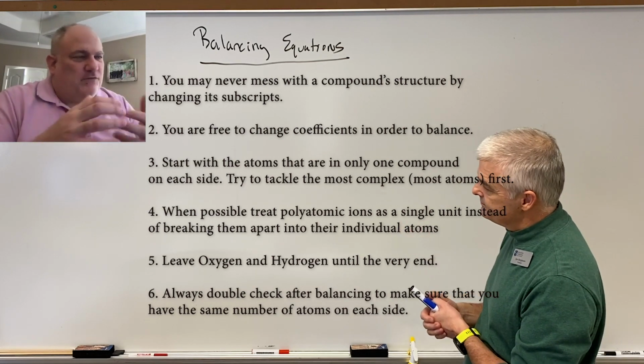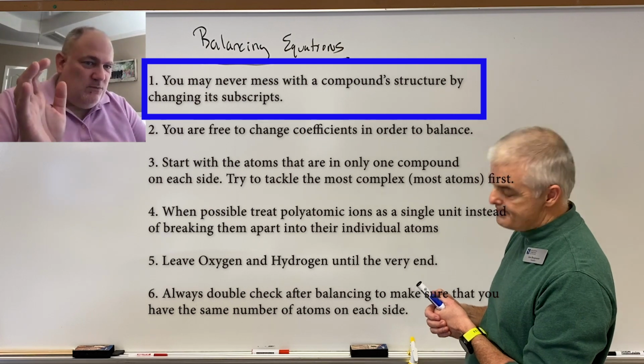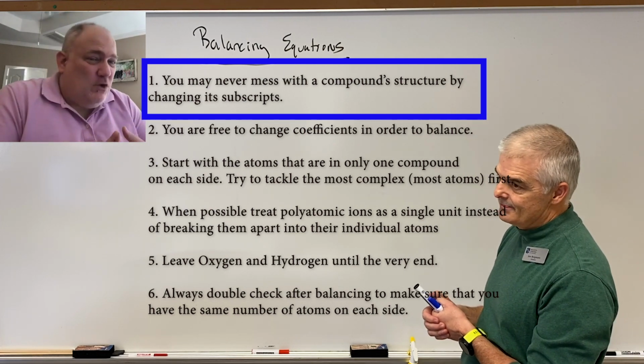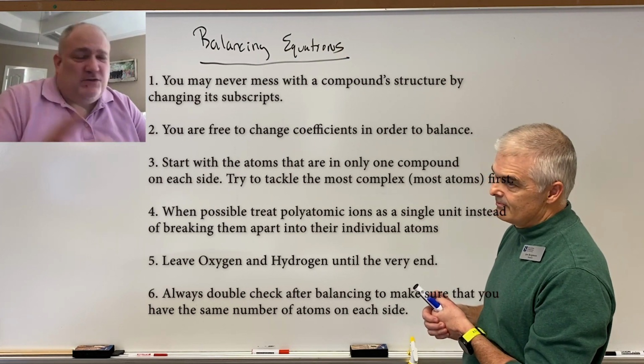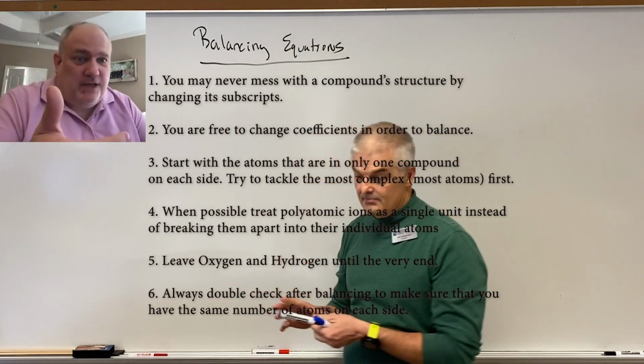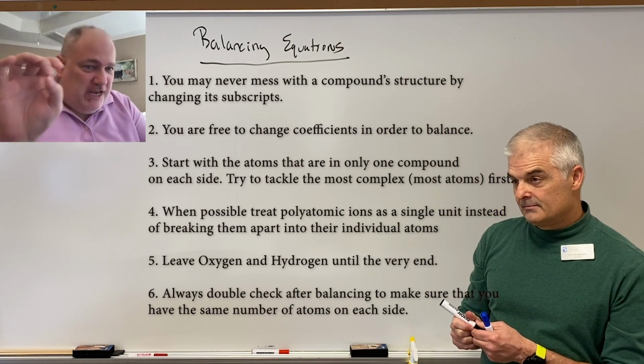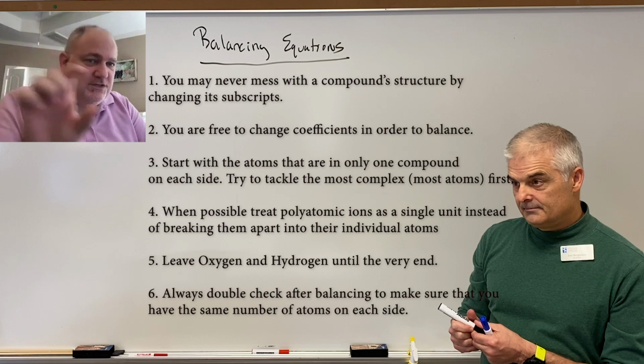The biggest rule of all is this: we can never mess with subscripts when we're trying to balance things off. So we're going to use coefficients to tell how many of each thing. If I put a 3 in front of my eggs, that's going to tell you I need 3 eggs, right? So in these cases, whenever we need to change something to balance things off, we're going to put coefficients in front of those elements.